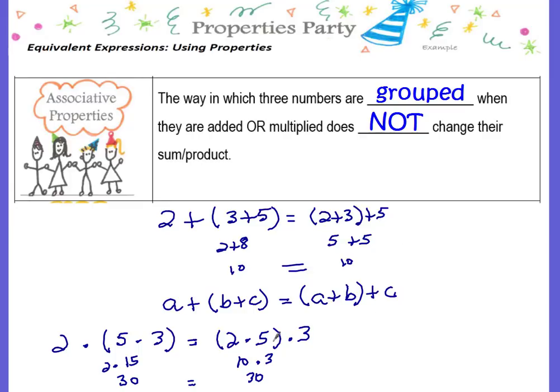If you're using the letters, you can say that A times the group of B times C is equivalent to the group of A times B, times your C. So associative property is about the groups. You can change your groups if you're multiplying, or you can change your groups if you're adding. Again, it does not work for subtraction or division.